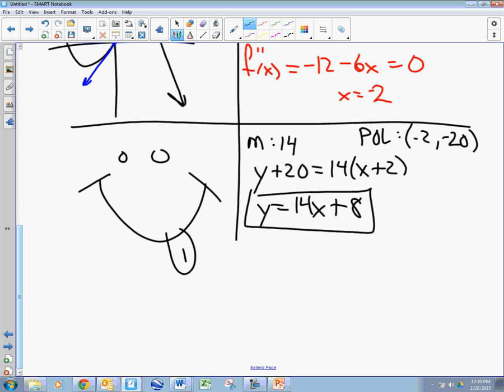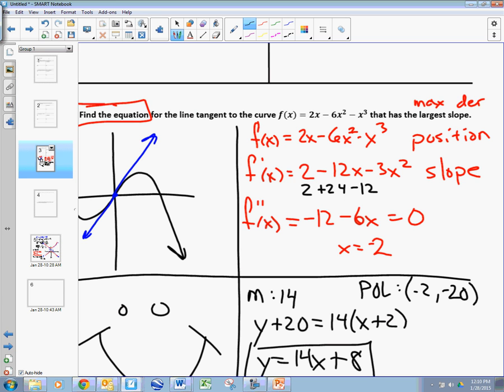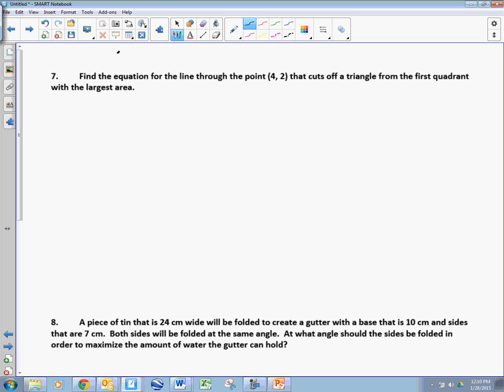So when that was the problem that says the largest slope, it didn't say write an equation for line tangent at a given point. We had to find that point by determining where the largest slope happened. Okay, sounds good. Let's try the next one.